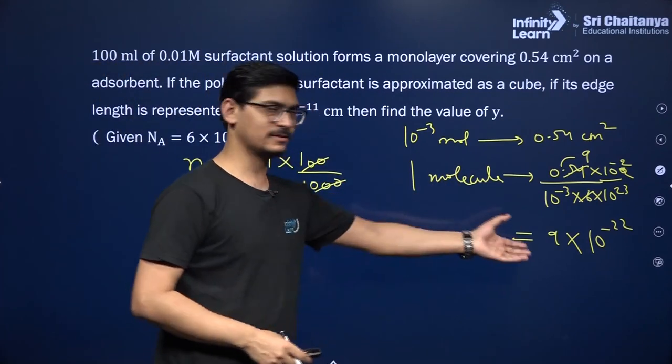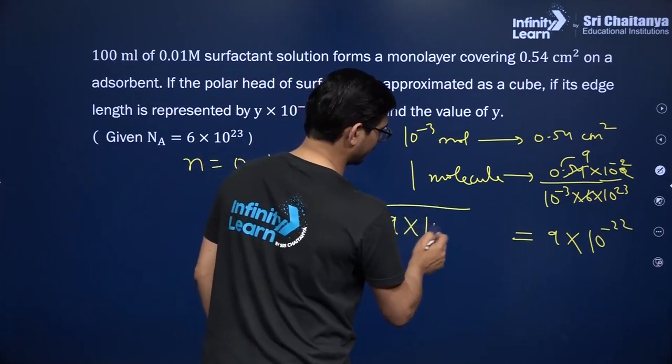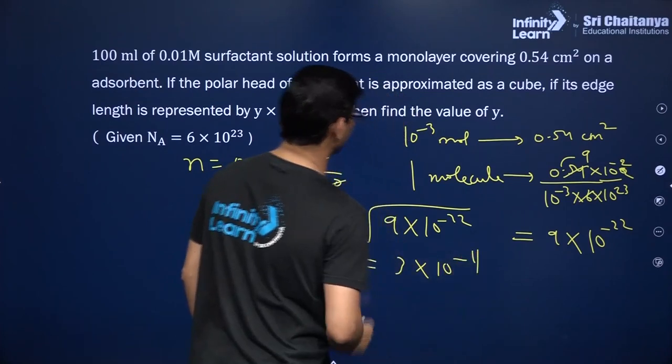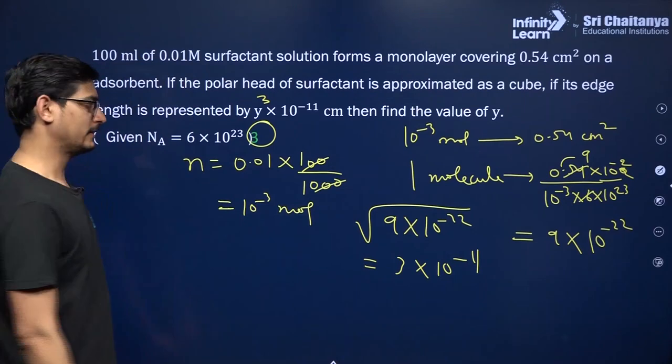What is the edge length? Because this is a square, so we will take the square root of this. So 9 into 10 raised to the power minus 22, which will be 3 into 10 raised to the power minus 11. So the correct answer will be 3, right? Y will be 3. Is that clear?